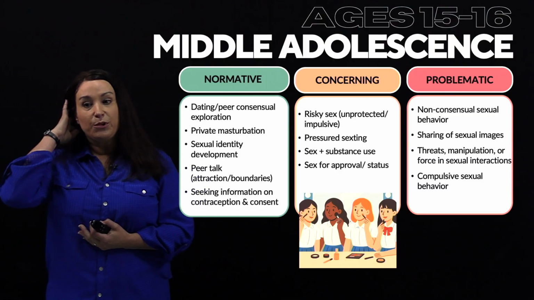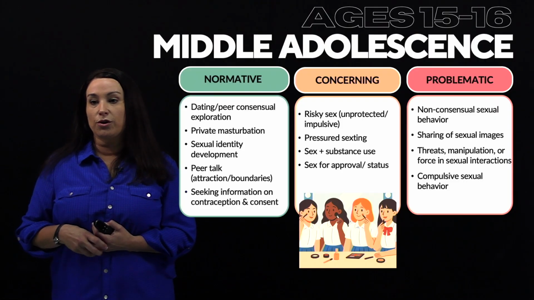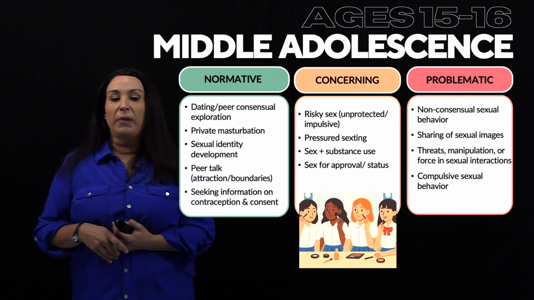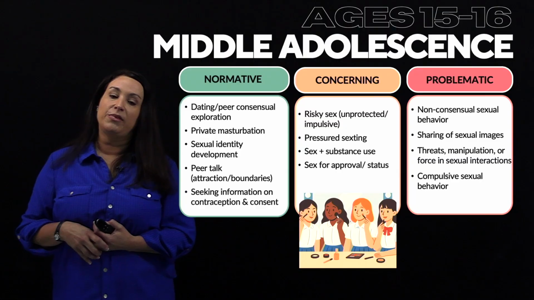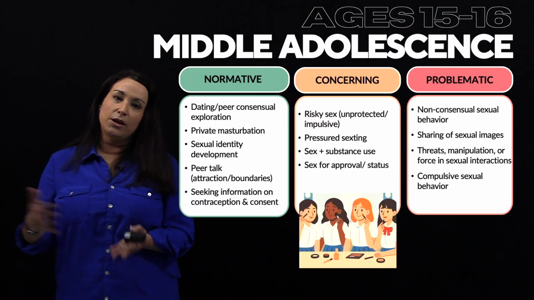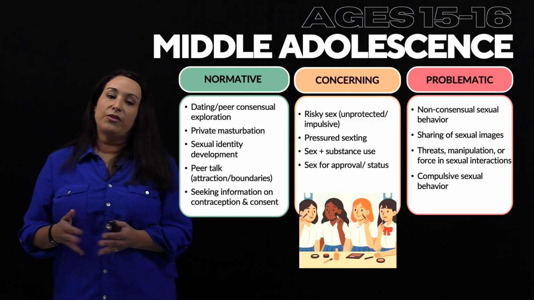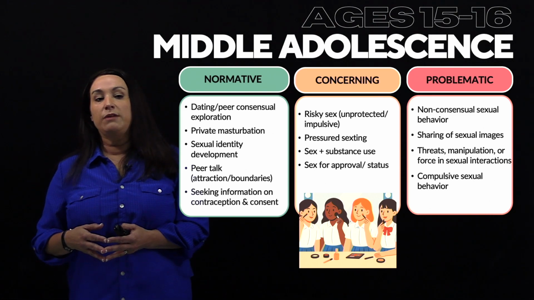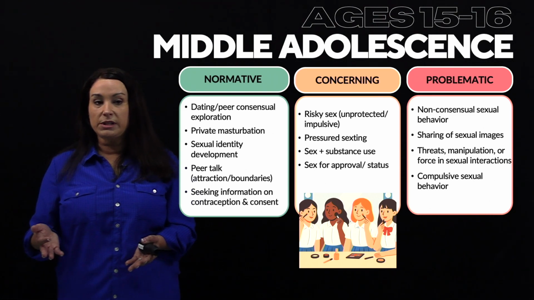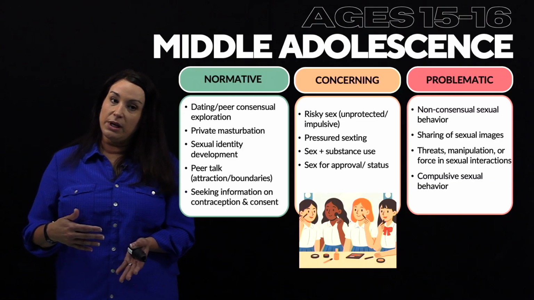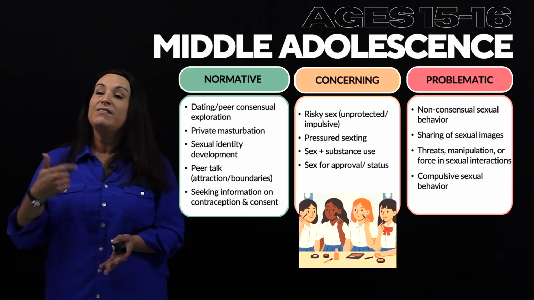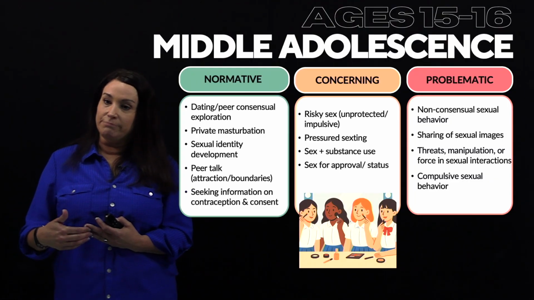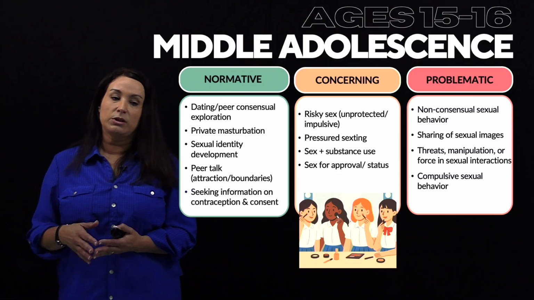Sex plus substance abuse is also a concern, because if someone is incapacitated, they cannot consent. There's also sex for approval or status. This may be more for boys than girls, but it varies, and that shouldn't be the reason they're engaging in sexual behavior. Problematic sexual behavior at this age would be non-consensual sexual behavior. Sharing sexual images is still considered child pornography, even if it's of themselves, and they can be arrested, found guilty, and sent to juvenile detention. That is something to really talk to them about.